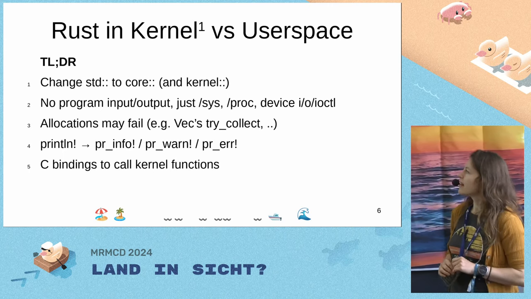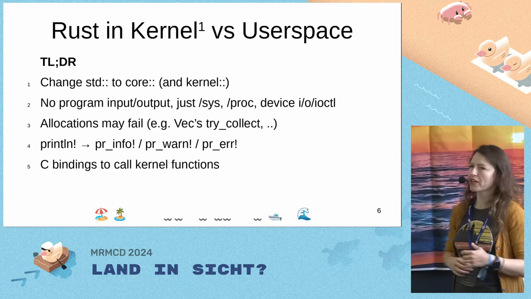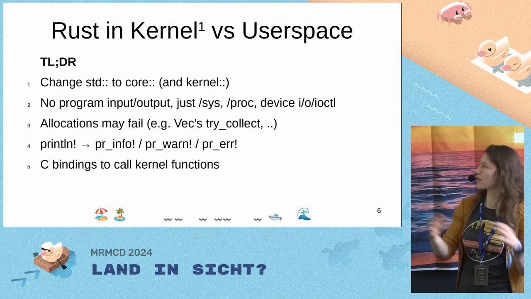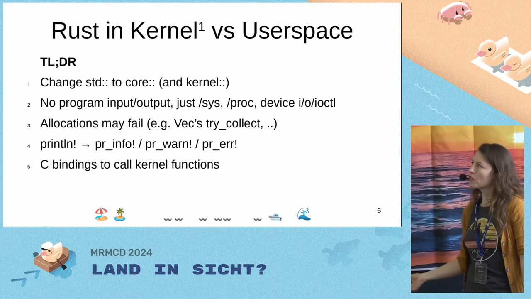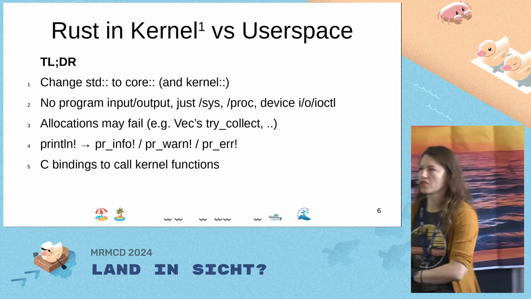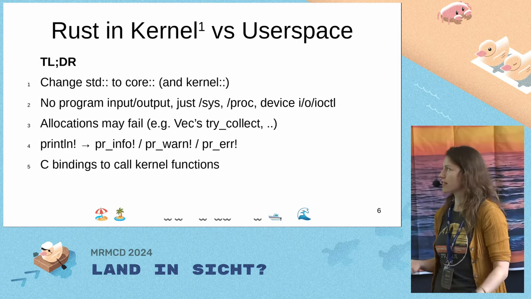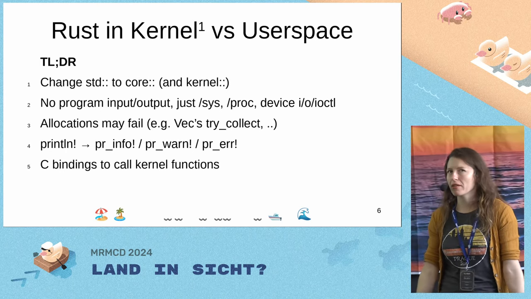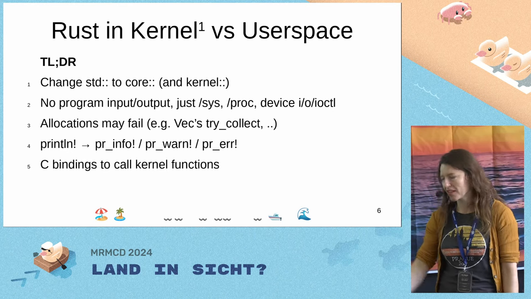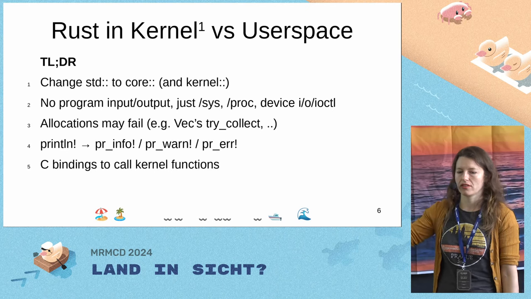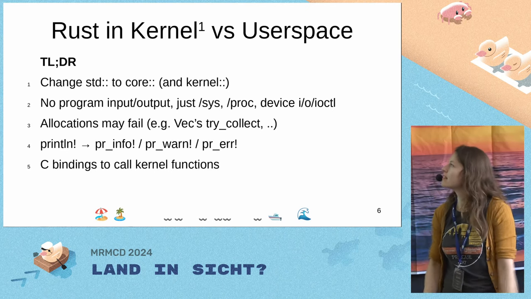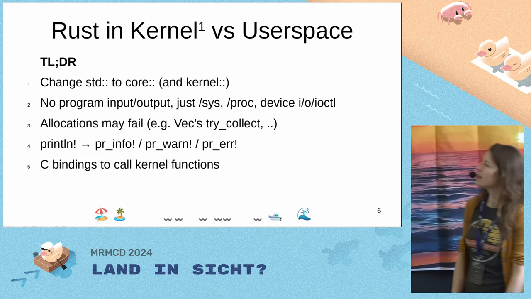Then, allocations may fail. So you cannot just create a vector, or if you want to create a vector from another vector, you can't call collect. You have to call try collect and then check the return value, whether it was successful or not. Basically, when I program Rust in user space, I kind of believe that I can always create a vector and it will not fail. I have infinite memory, but that's not the case in kernel space.